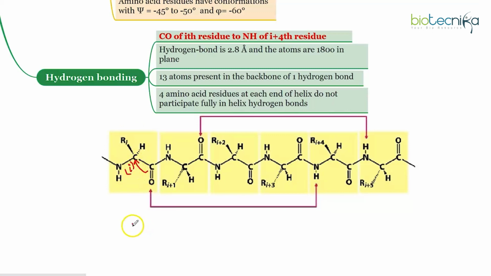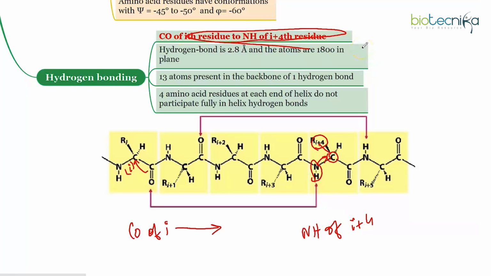ith. That's why we can say CO of ith amino acid is connecting to NH of, now which is this group? NH belongs to which one? This one. So it is I plus 4. So this is the hydrogen bonding. Very, very important point for questions: CO of ith residue to NH of I plus 4th residue.